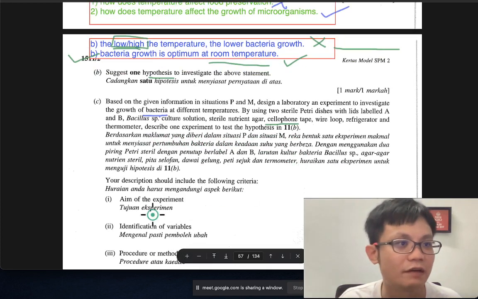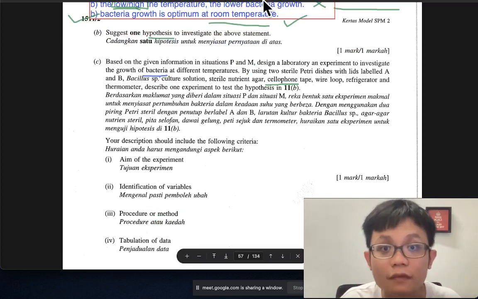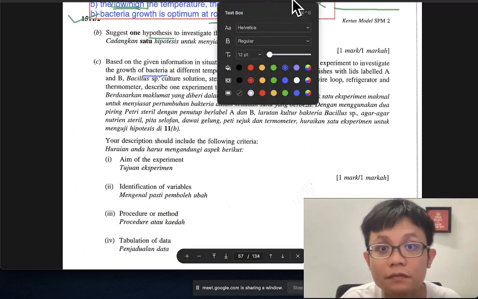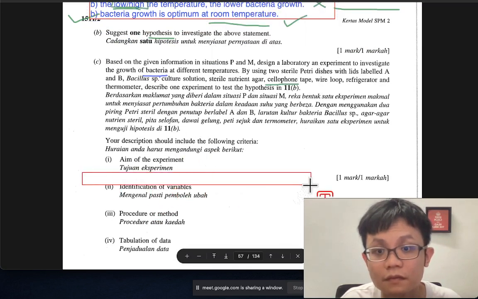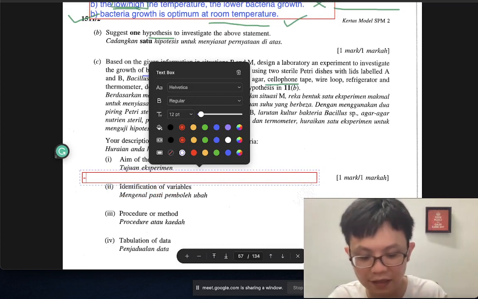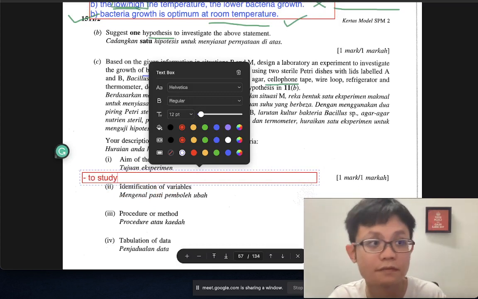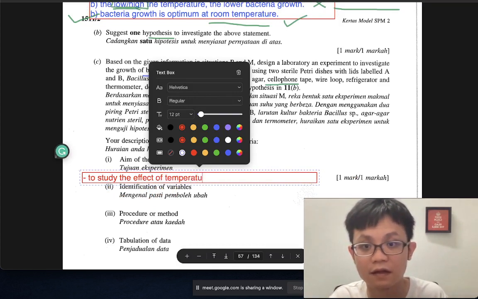Okay, aim of the experiment. What's the aim of the experiment? Aim: to study the effect of temperature on bacterial growth. Very good.